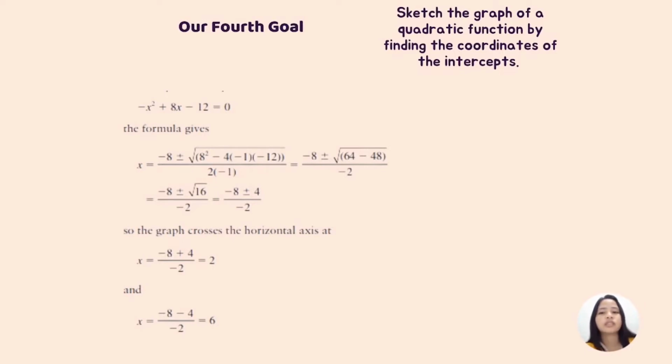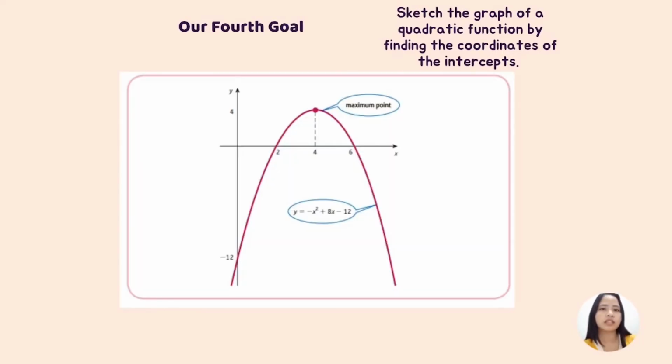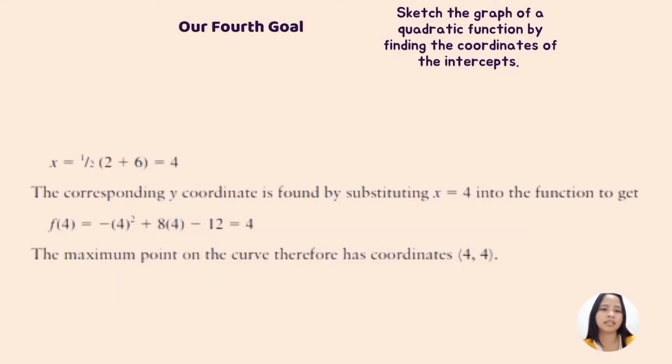So the graph crosses the horizontal axis at x is equal to (-8 + -4) / -2, which is equal to 2. And x is equal to (-8 - -4) / -2, which is equal to 6. So in the 3 steps, we obtain this graph by symmetry. The x-coordinate of the maximum point occurs exactly halfway between x equal to 2 and x equal to 6. That is, at x is 1/2 times (2 + 6), which is equal to 4.